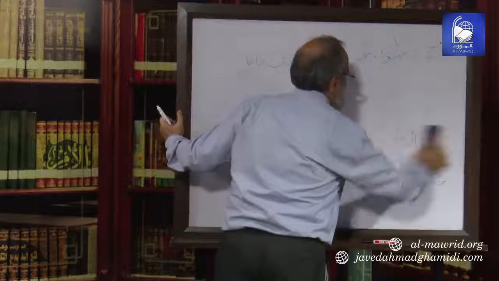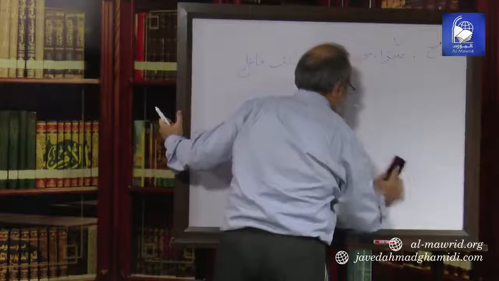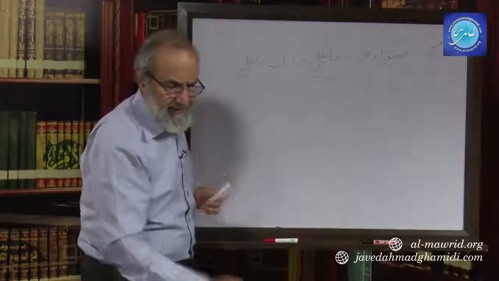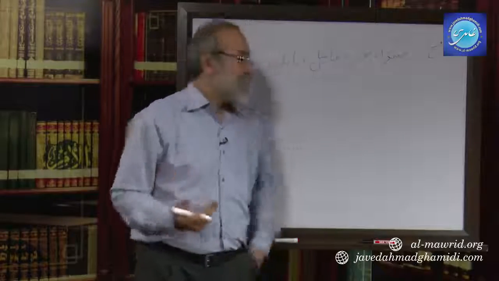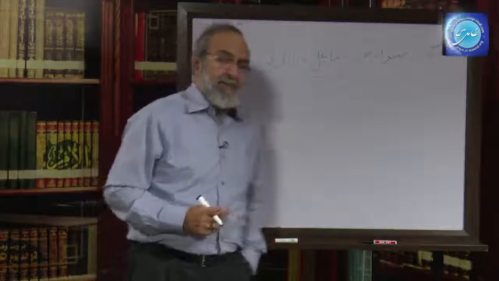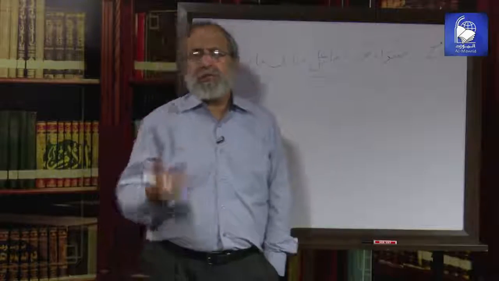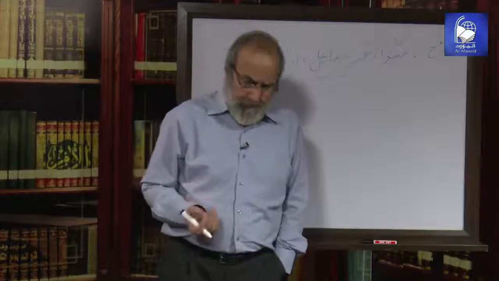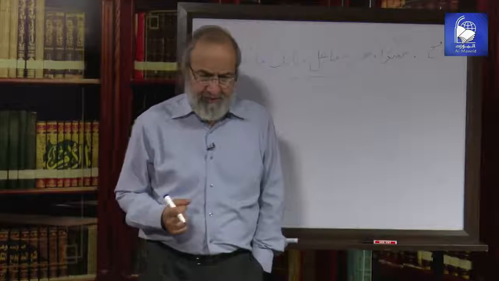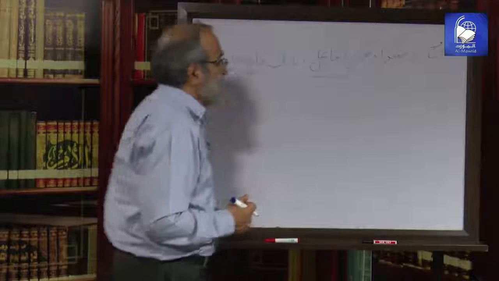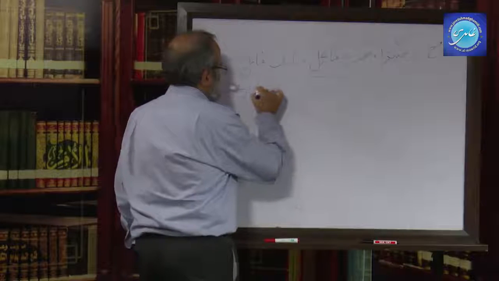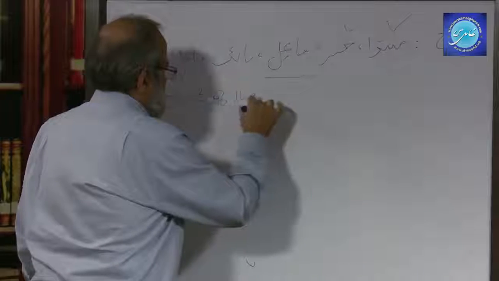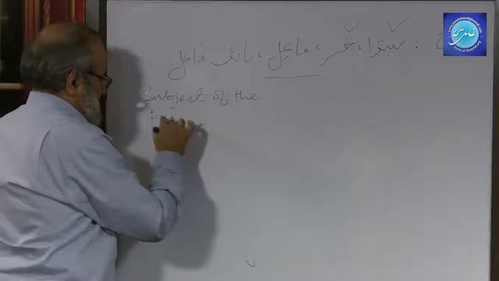Why a noun would appear in the rafa form in an Arabic sentence in the nominative case is what we call naib fa'il. Now, fa'il we know is the doer, or what we have called the subject, but naib fa'il is the subject of the passive.